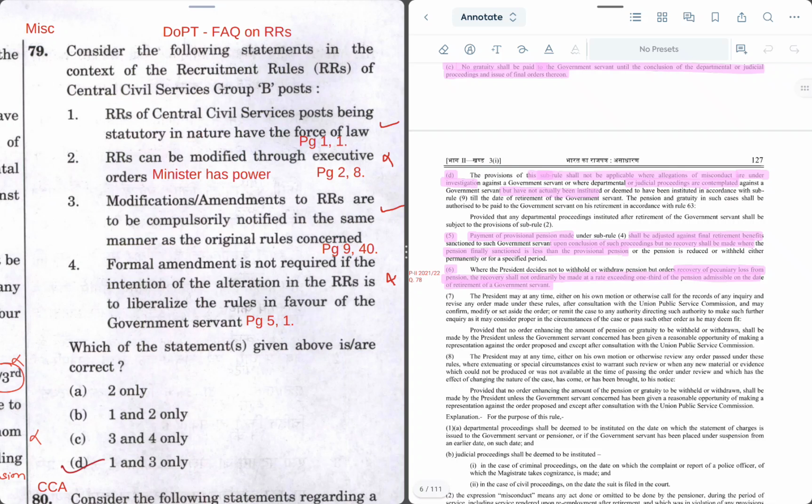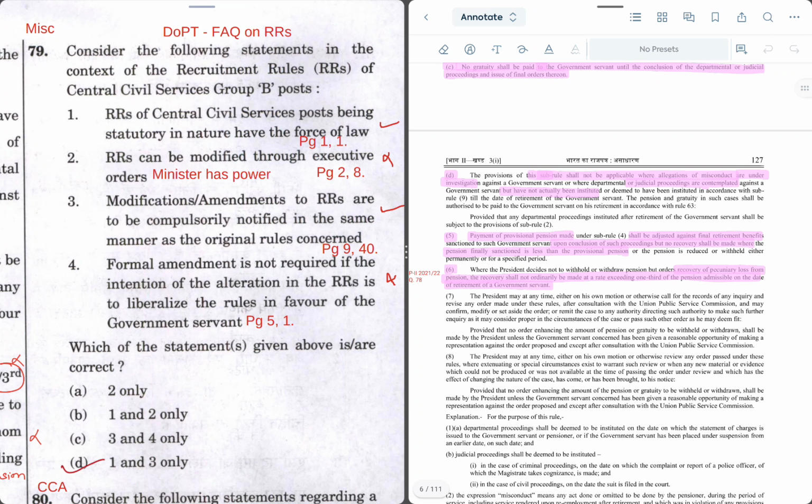Statement 1 says that recruitment rules of the Central Civil Services posts, being statutory in nature, have the force of law. Yes, they have the force of law. They are published in a gazette. Statement 2: recruitment rules can be modified through executive orders. No, they cannot be modified like that. A proper procedure has to be followed. In that case, like amending the rules, it's not just a simple order which can change the recruitment rules.